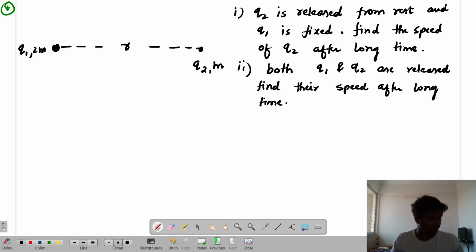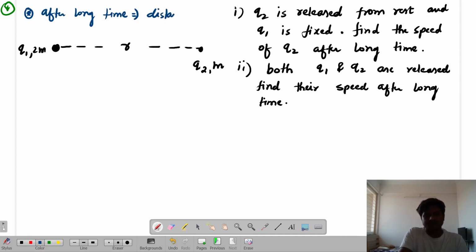At infinite time, the charges will not be nearer to each other. So they are at too much far distance away. Got it or not? This is what you have to always understand when we talk about the words long time, means after a long time. Remember that distance tends to infinity.